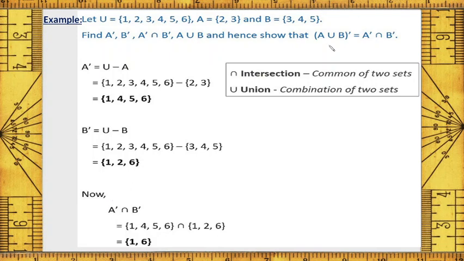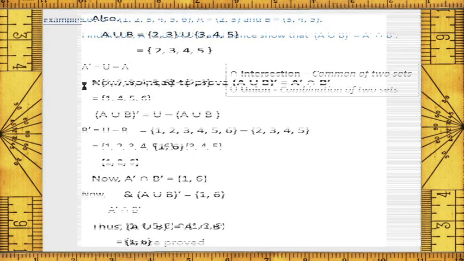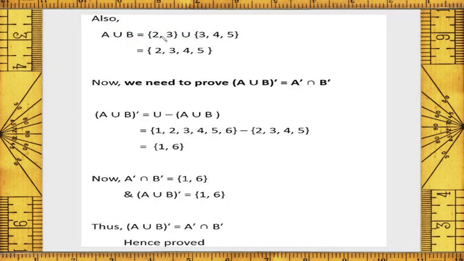Now what we need is A complement intersection B complement. So this is A complement, this is B complement, and we will take their intersection, means common elements, so 1 and 6. So now we have to find out A union B. A union B means set A and set B together, so 2, 3, 4 and 5. Now we have to prove this De Morgan's law.